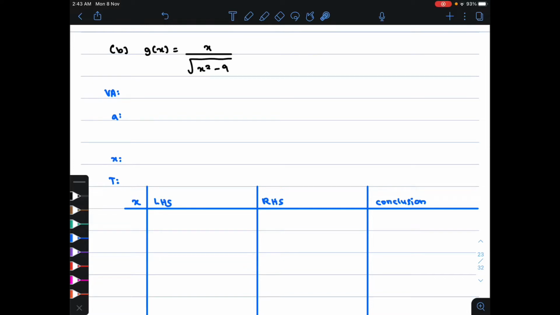For part B, this is our function, which is g(x). So let's start with finding the vertical asymptote using VEXT. VA stands for vertical asymptote. Next, we have A. To find the value of A, let your denominator equal to 0.